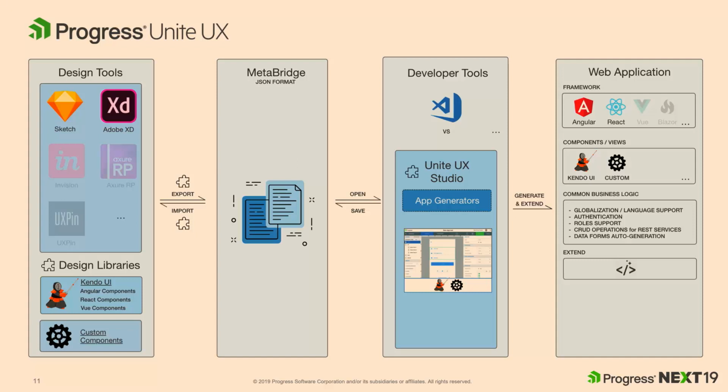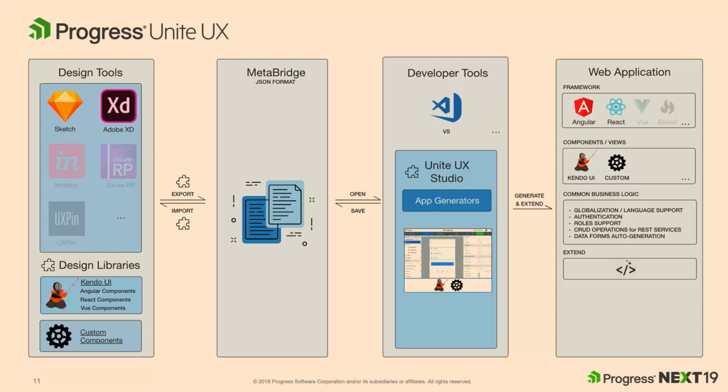Also, all the design libraries for Kendo UI and all the custom components that you've built on the design side will be translated into the actual components in the code. And there's a lot of application business logic that we've included. Default globalization, authentication, role support, CRUD support, and so on is all auto-generated for you. And most importantly is the ability to extend.